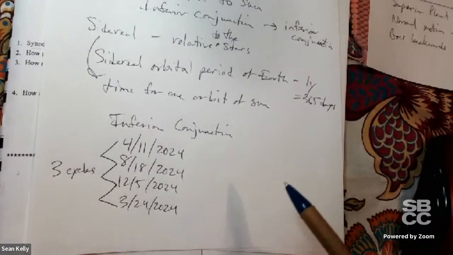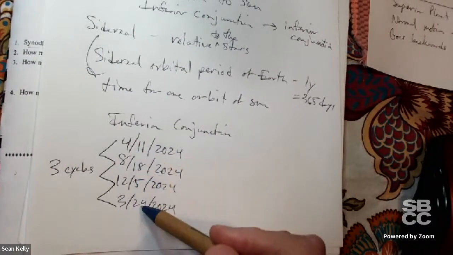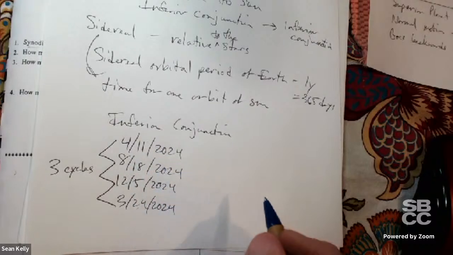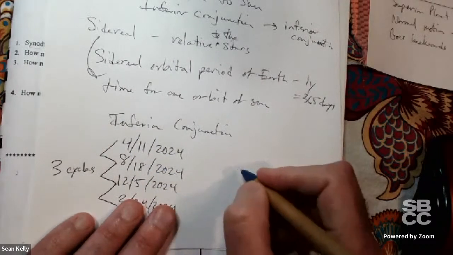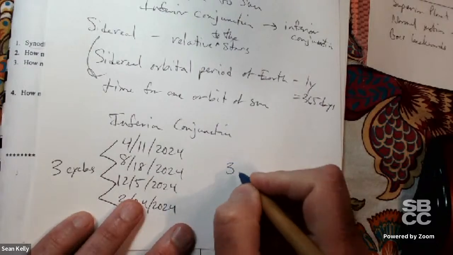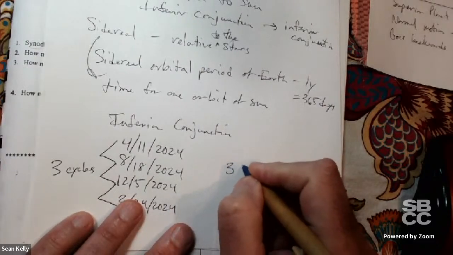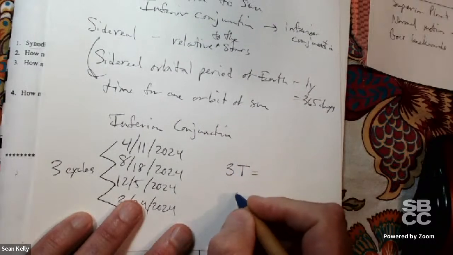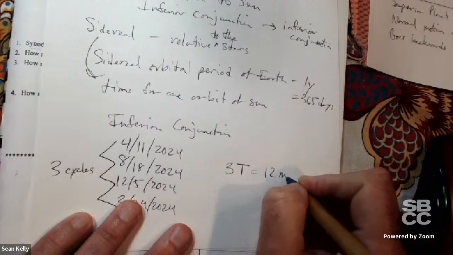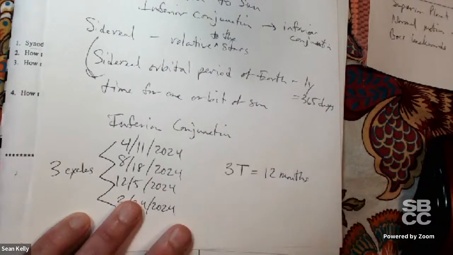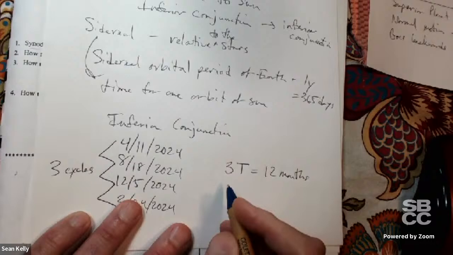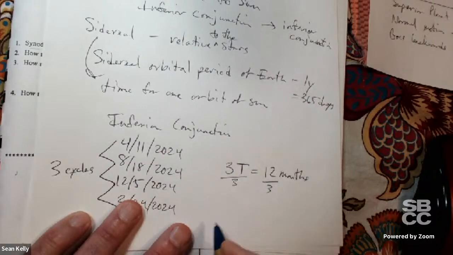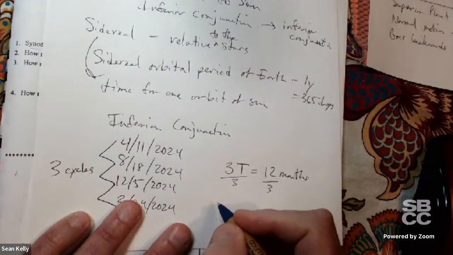Now, if you look, we're a couple weeks off. It's about 2 weeks off, but it almost took a year. So because this is a friendly class, I'm going to write this down: 3 times the period, 3 times capital T, is about 1 year or about 12 months. So we're going to go ahead and write that down. So how would you solve for T? And you can see what you do is you divide both sides by 3. And so this is the synodic period.